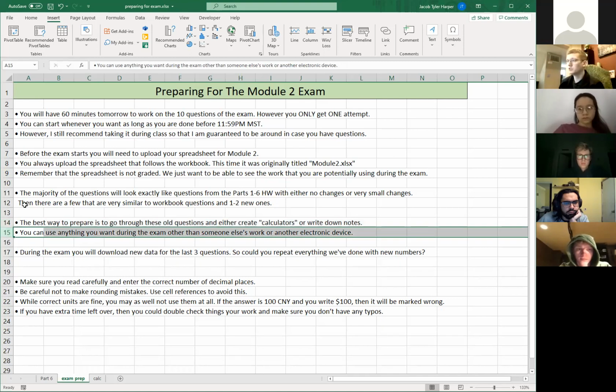Now, just like the last one, this is true for everything. You can use whatever you want. All these tests are open note, as long as it's not someone else's work and you don't have some other electronic device open during the exam.